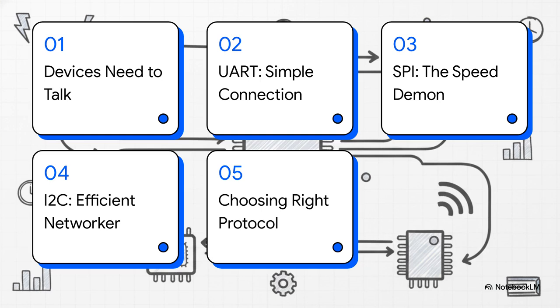First, devices need to talk. Second, UART, the simple connection. Third, SPI, the speed daemon. Fourth, I2C, the efficient networker. And finally, Section 5, choosing the right protocol.